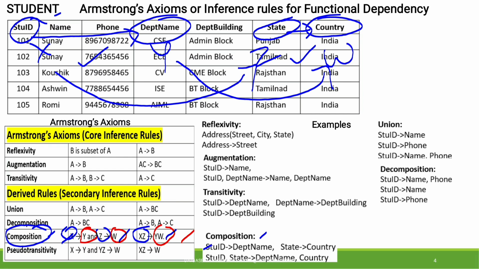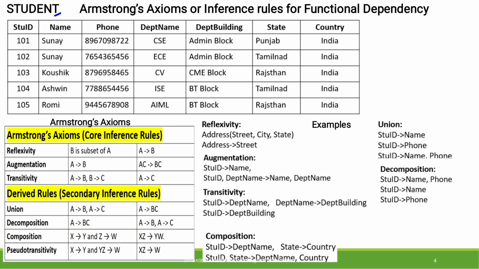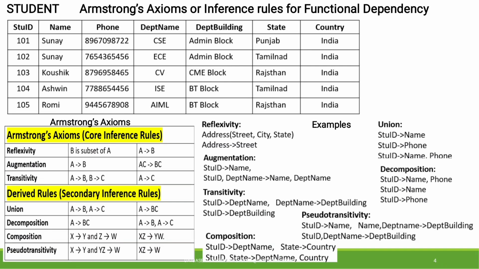Student ID determines department name. State determines country. Then student ID and state determine department name and country. So using composition rule from two FDs, the third FD can be obtained. So from student table, student ID determines department name and state determines country. From these two FDs, the third FD, that is student ID and state determine department name and country, is obtained. Next we'll see the last one, that is pseudo transitivity rule.